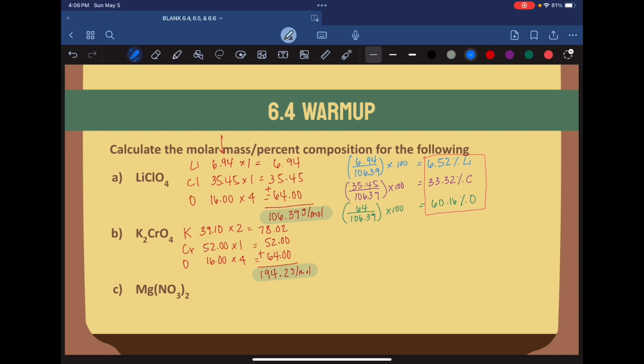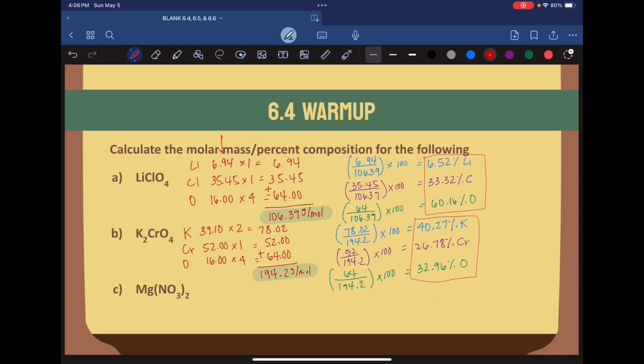Same thing, I'm going to do potassium first to get the percentage. 78.02 divided by 194.2 times 100. If you round to 2 decimal places, you'll get 40.27% potassium. For chromium, it's going to be 52 divided by 194.2 times 100, and you'll get 26.78% chromium. And then oxygen, it's going to be 64 divided by the molar mass times 100, and you're going to get about 32.96% oxygen. So that's for potassium chromate.